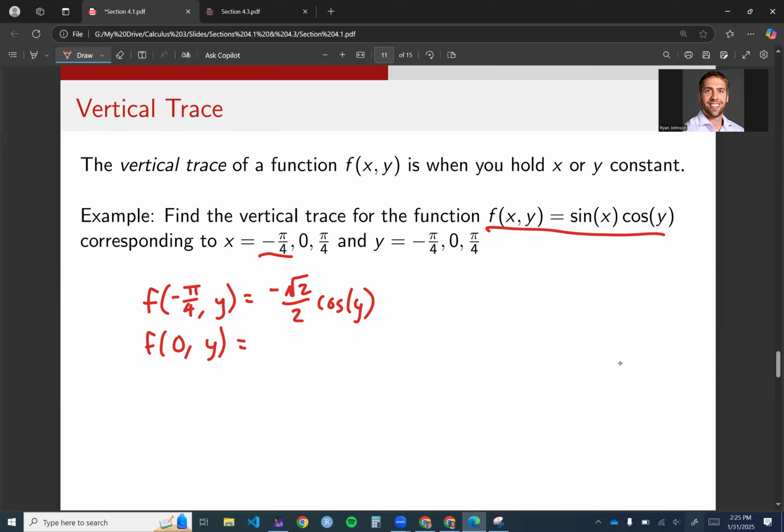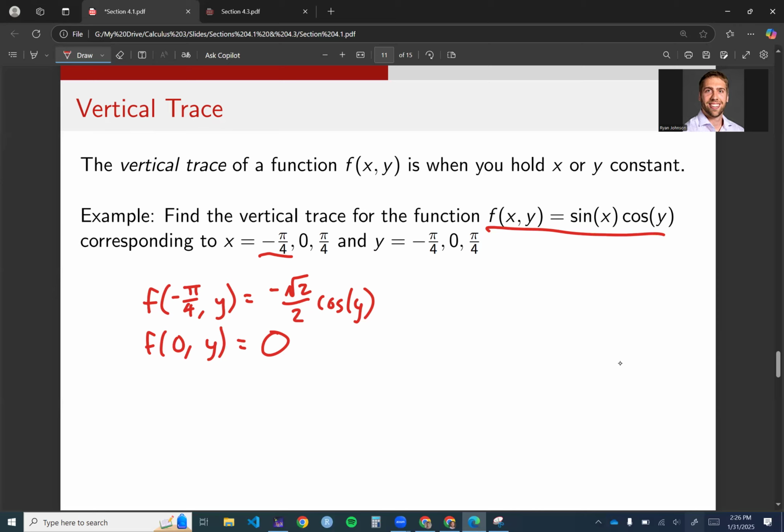What's it going to be? If I just plug in 0 for x, what do I get? 0, because 0 times anything is 0. So sine of 0 is 0, and so then it doesn't matter what cosine y is, it's 0. Okay? So when x is 0, it's a constant line at 0.